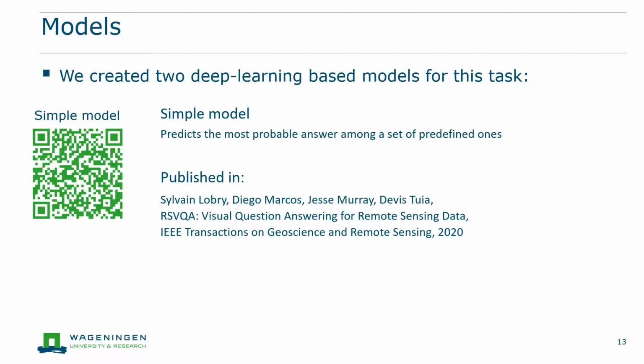We propose two deep learning-based models. For the first one, published early this year, we reframe the visual question answering task as a classification one. Our goal is to predict the most probable answer to a question among a set of predefined ones. If you want to know more about this method, I invite you to read the article that you can access by flashing this QR code.